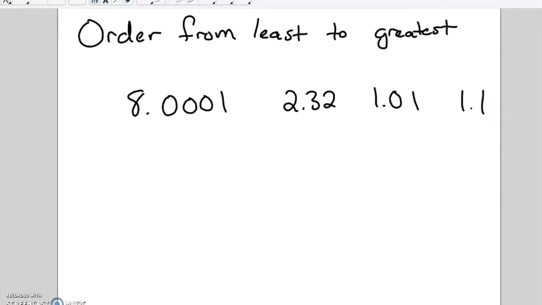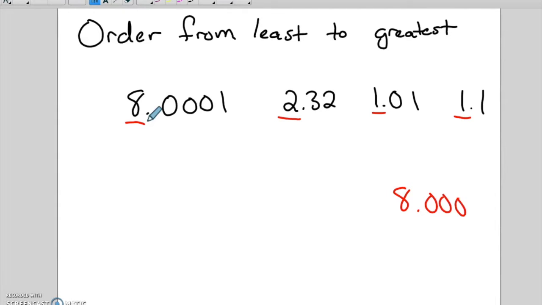First you have to look at the digit farthest to the left, the biggest digit. In this case, the ones. 8 ones here, 2 ones, 1, 1. Okay? I can already tell that 8 is bigger than any of those other numbers. So going from least to greatest, I know that this number will be my biggest number. And then 2 is bigger than 1 and 1, right?